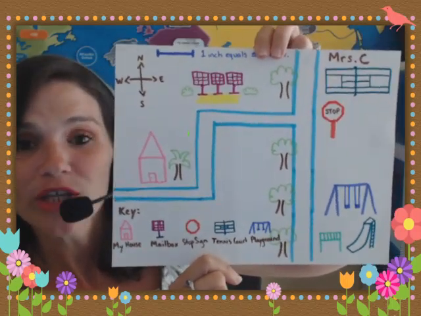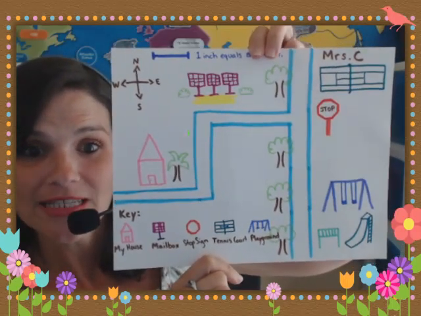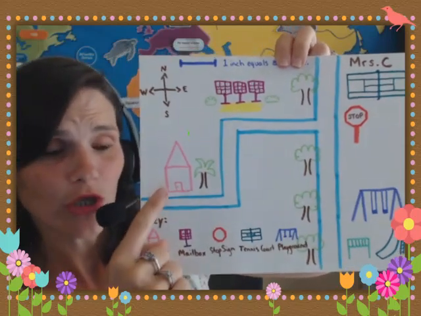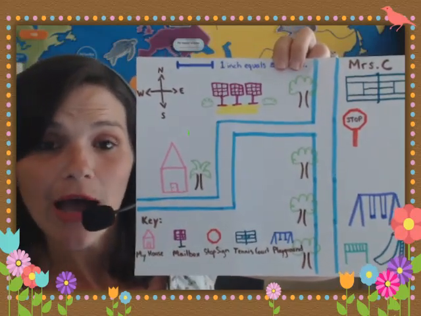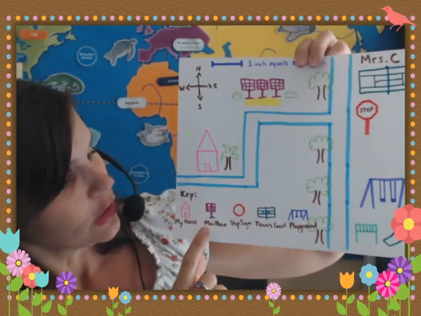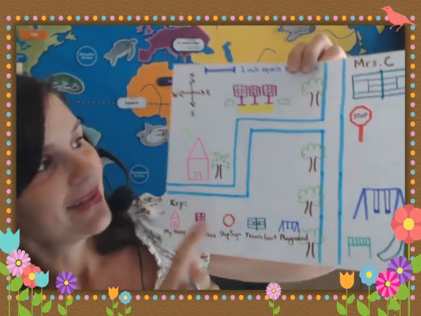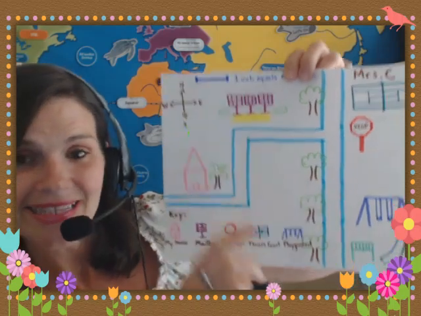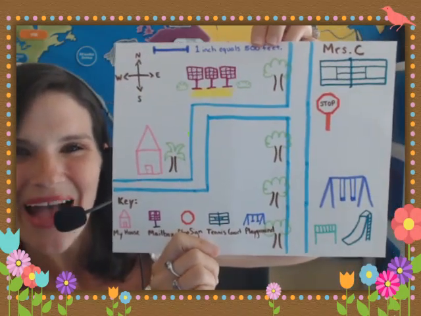All right, so I want you to get the very best grade possible. So make sure when you draw your map, you start with your home. Make sure you've got one or more locations that you can travel to. Make sure you include extra details like a key, a compass rose, and a scale, and make sure, of course, that you add your name to that map as well.